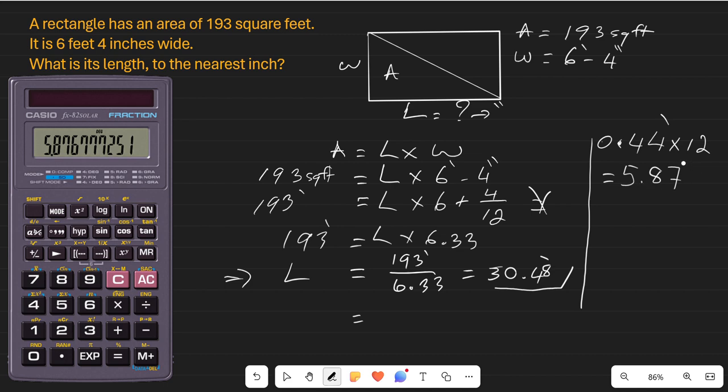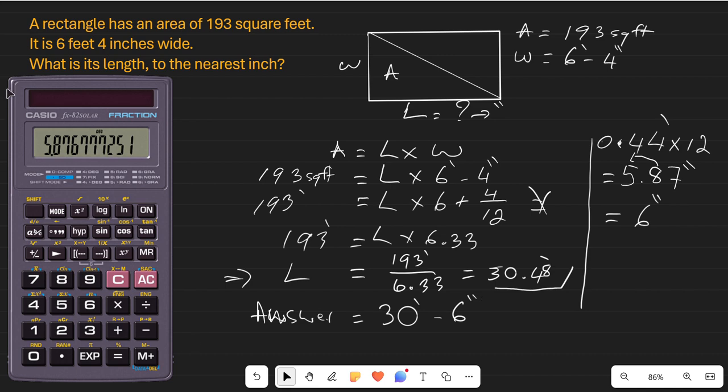So now we got this inch, but we look at the nearest inch. This is 5.87. Can we round up? Yes, because the 8 is bigger than 4. So we are going to round up; this equals 6 inch. So the answer is 30 feet and 6 inch. That is the answer.